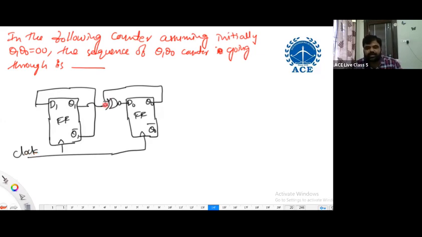Counter circuit will be given like this. Now I need to find what sequence it is going through. What is the sequence it is going through? Then what should I do? Simple way: when the sequence is given, we know the present state and next state.